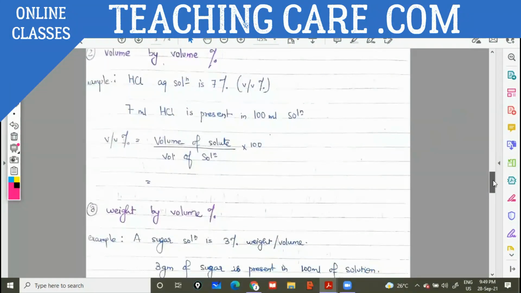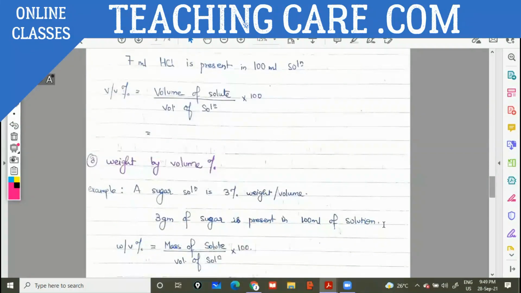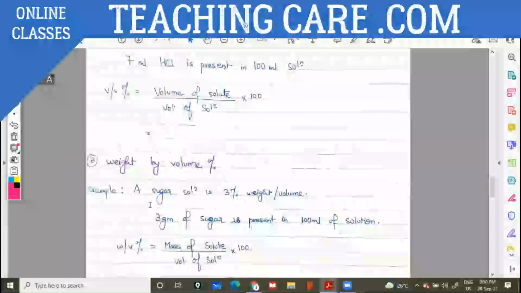It is weight by volume. Till now, you studied weight by weight and volume by volume percent. Now, next is weight by volume percent. It means you have to take into consideration the weight of the solute, that is, the mass of the solute divided by the volume of the solution. Got it? You have to consider the mass.